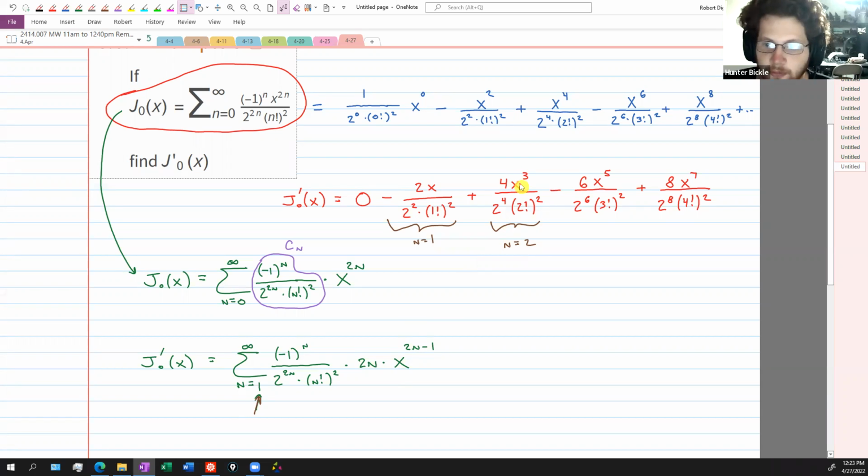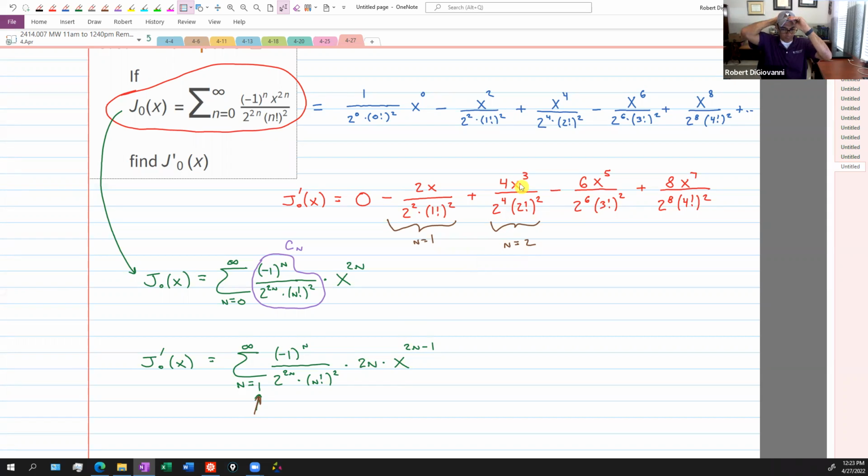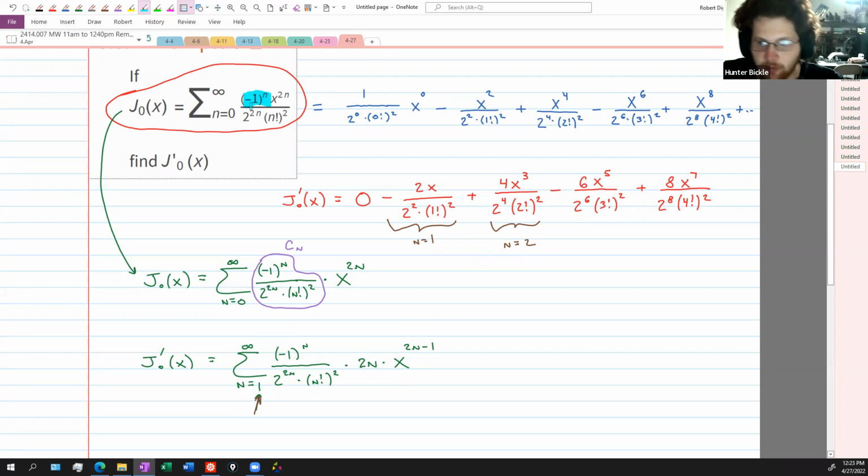Yeah, go ahead. Oh, I was just going to say, if you can work out that that's all going to be a constant, you can pull that out and then just take the power rule of your x.